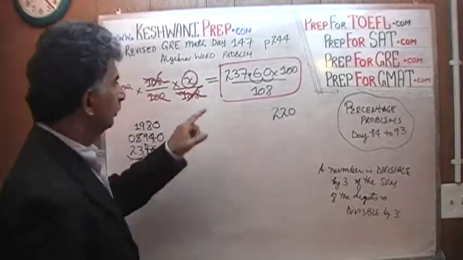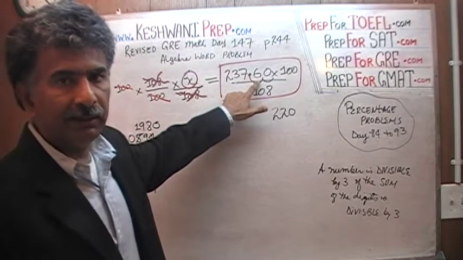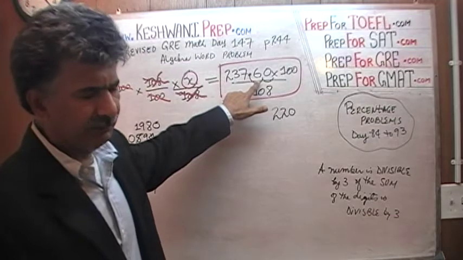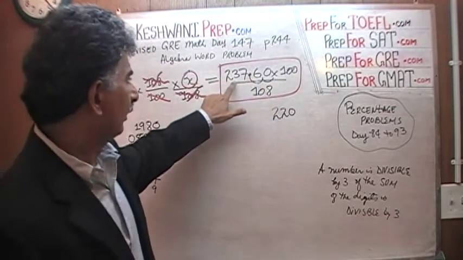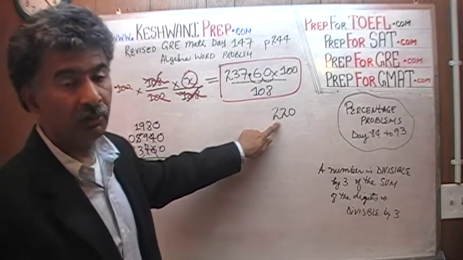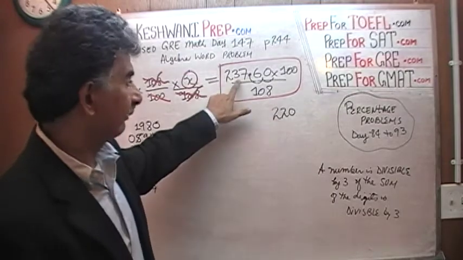And we know that 237.60 is 108% of the salary. That's what we're told. We're told that 108% of the salary is 237.60. And what we're claiming is that the original salary is 220. I want to make sure that if we were to add 8% to it, we get this amount. That's what we're getting at.